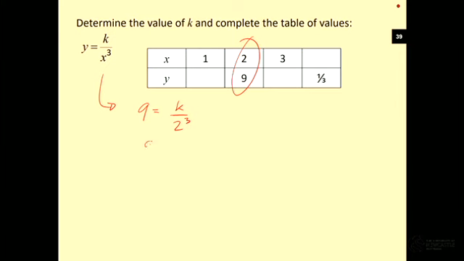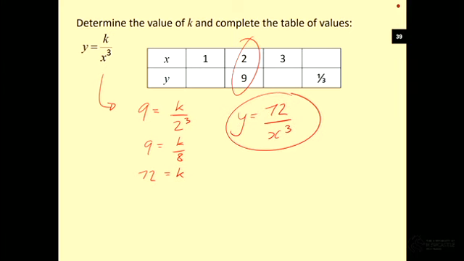2 by 2 by 2 is an 8. And how do I get rid of a divide by 8? I times by 8. 9 times 8 is 72. Okay, my formula is y equals K of 72 divided by x cubed. Okay, just chucked it in and solved it.